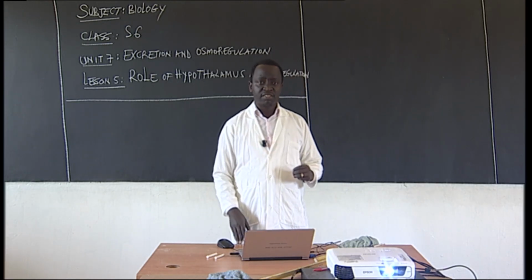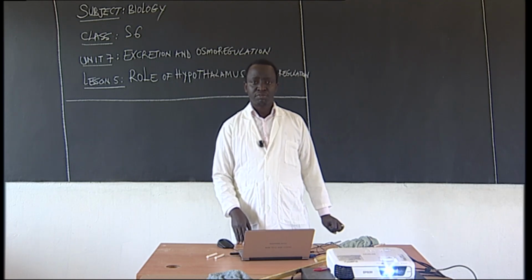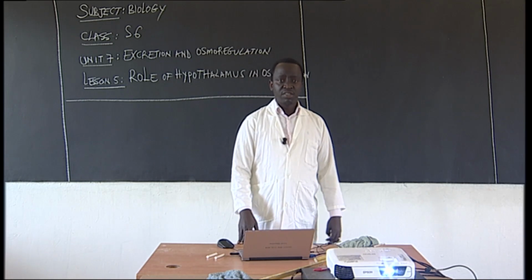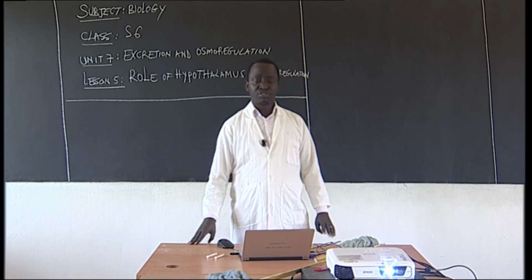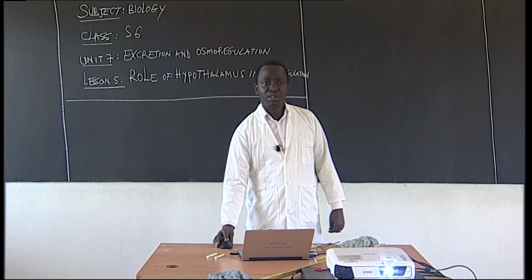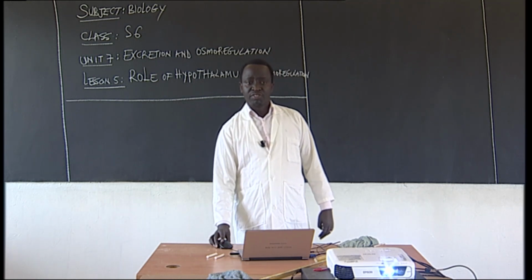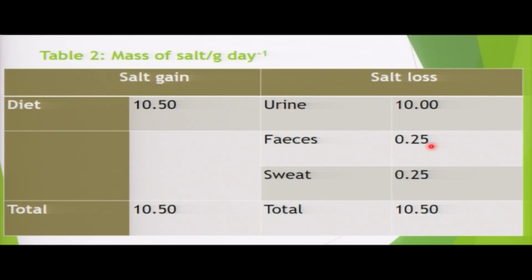If you get more energy than the one you lose, what's going to happen? Those, they are going to be stored. If they are stored, this can cause you to have obesity. So now, from this 10.5, we have this 10, which is going to be lost in urine. First is 0.225. In sweat also, there is salt that's going to be lost, which is 0.25. Then the total 10.5. You see, this balance is needed in our body to have good health.